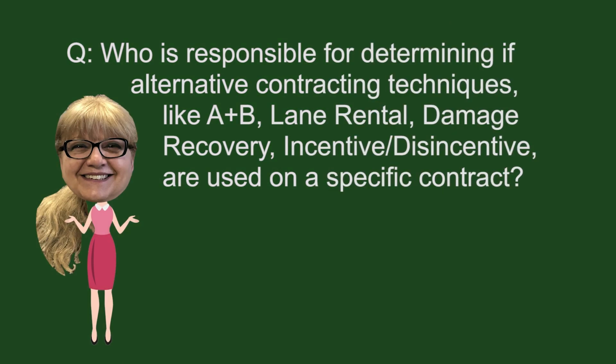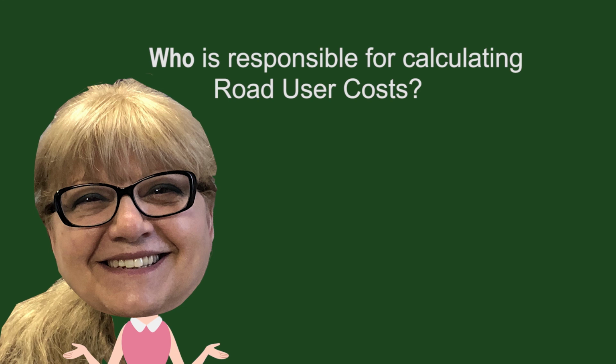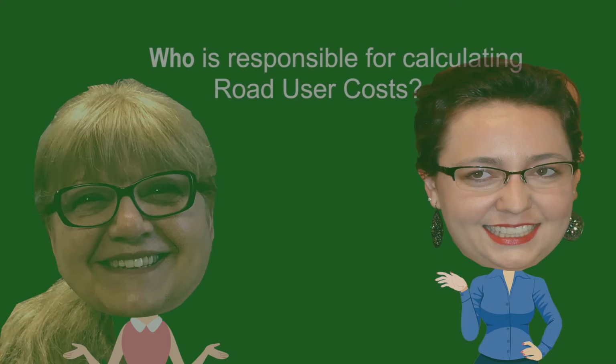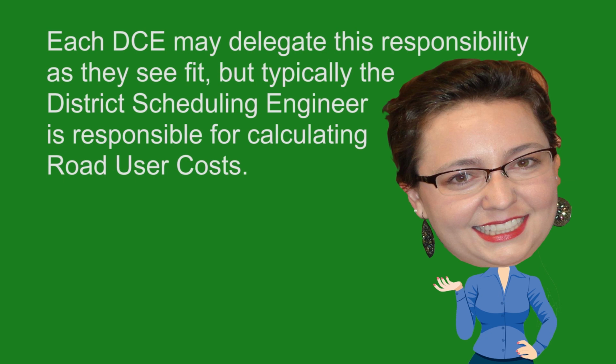Okay, that sounds good. So my last question would be, who is responsible for determining if alternative contracting techniques like A+B, lane rental, damage recovery, incentive, disincentive are used on a specific contract? Who is responsible for calculating road user costs? The district scheduling engineer, in conjunction with the district construction engineer, determine when alternative contracting techniques are used. Each DCE may delegate the responsibility as they see fit, but typically the district scheduling engineer is responsible for calculating the road user costs.